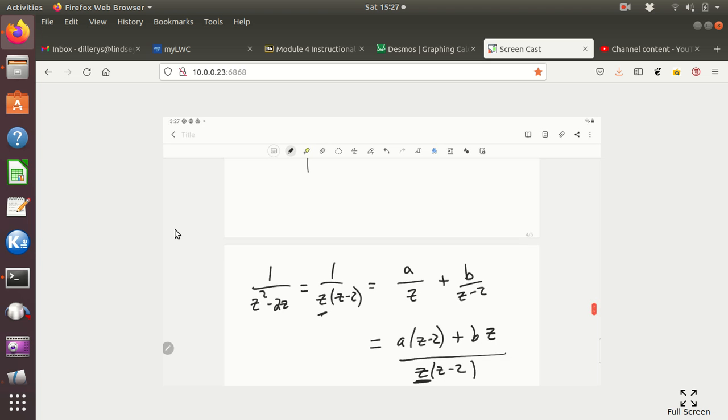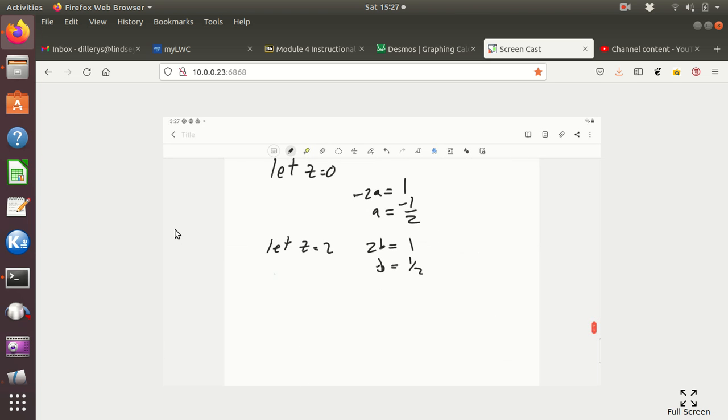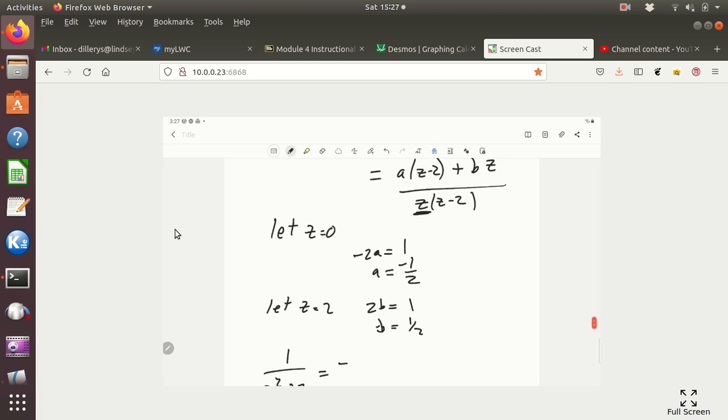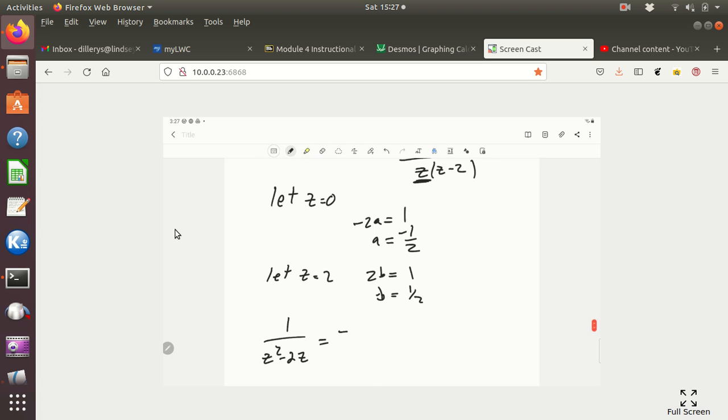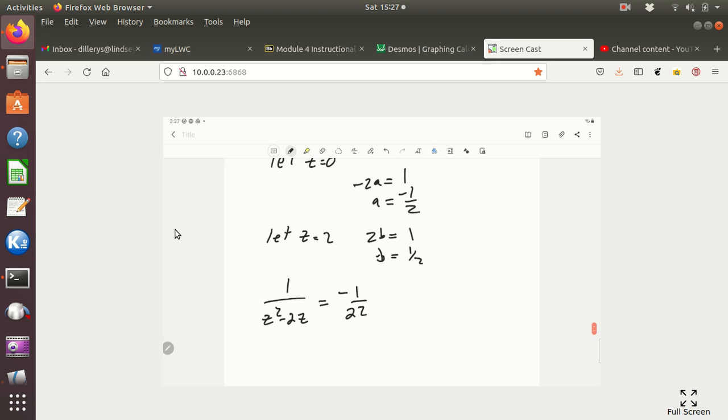So looking back here, this a and b says that 1 over z squared minus 2z can be written as negative 1/2 times 1 over z, yeah, we'll do it that way, because I think that's what they end up writing there. So negative 1/2 times 1 over z, and then plus 1/2 times 1 over z minus 2.